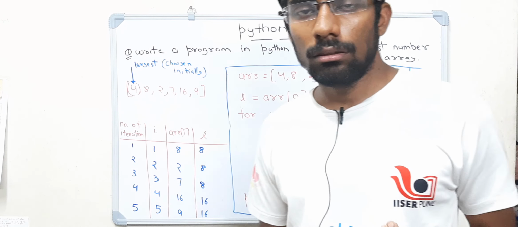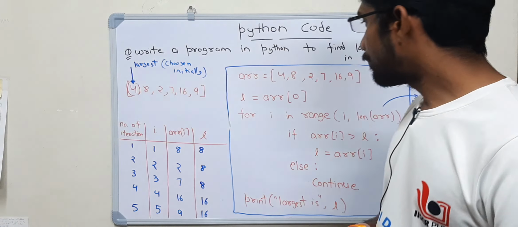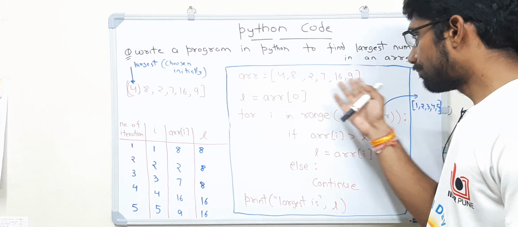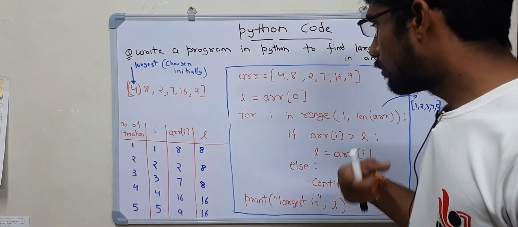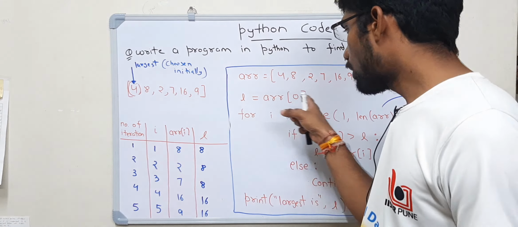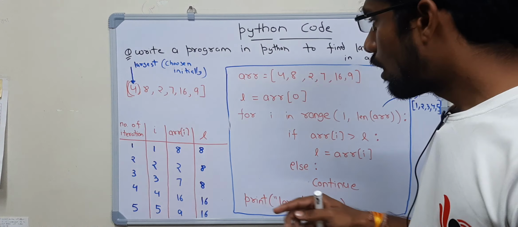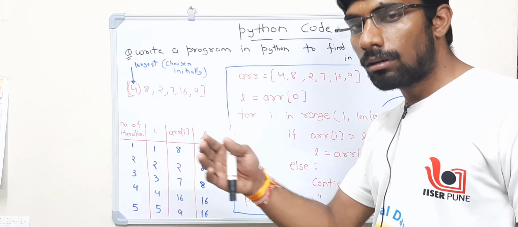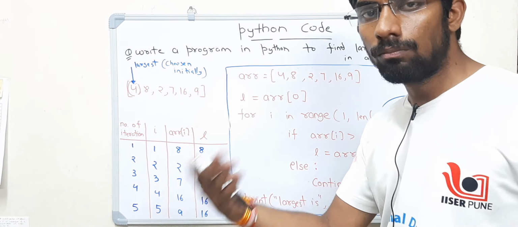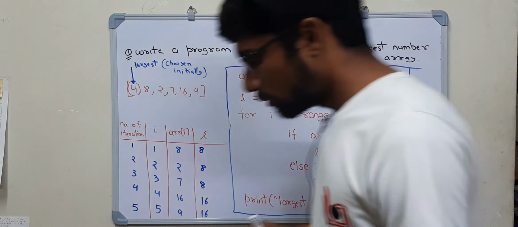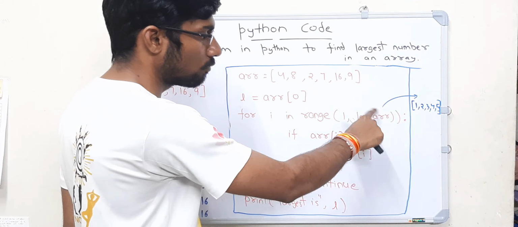So let's apply this algorithm using Python code. Suppose I have this array. I am having six elements. According to the algorithm, I will take the first element to be the largest element. And then I will iterate over the whole loop and compare this element with the next element. So this is for i in range 1 comma length of the array.